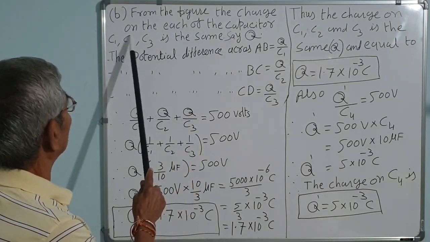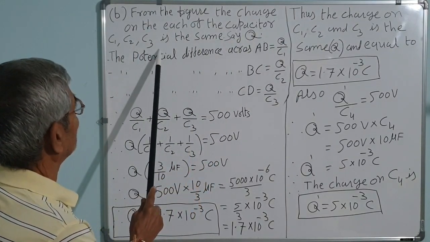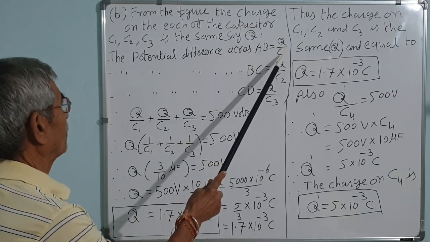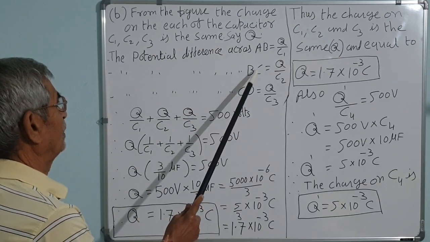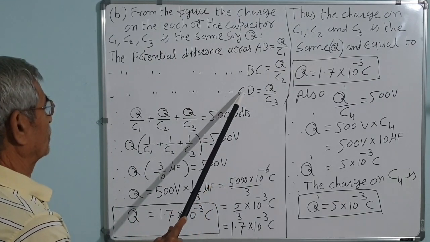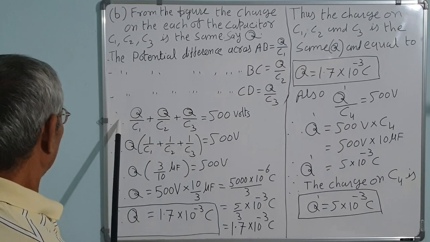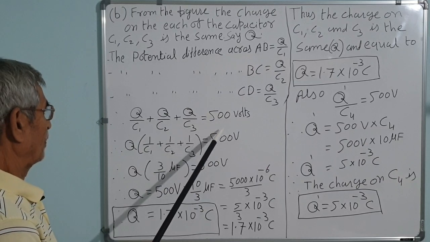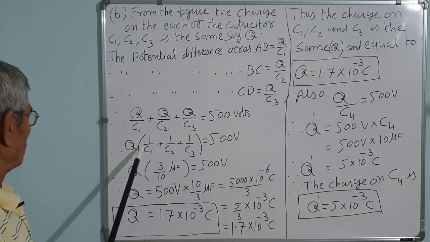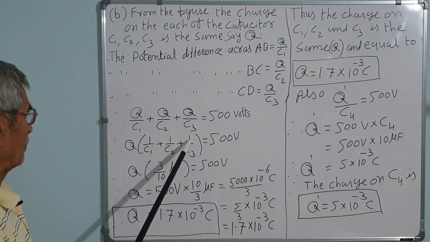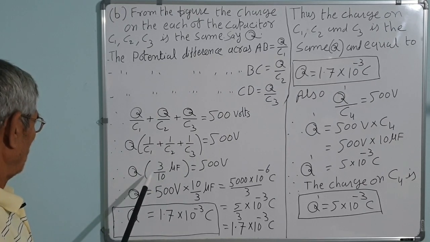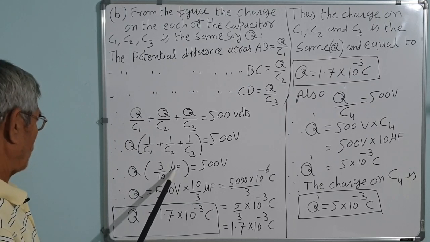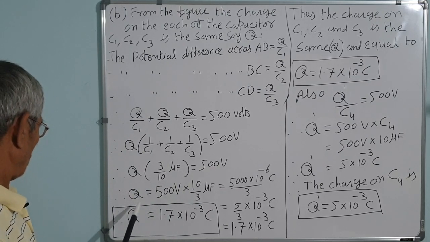From the figure, the charge on each of the capacitors C1, C2, C3 is the same as they are connected in series, say Q. The potential difference across AB is Q upon C1, across BC is Q upon C2, and across CD is Q upon C3. Therefore, Q upon C1 plus Q upon C2 plus Q upon C3, the total potential difference, is 500 volts. Q is common, so Q times the bracket of 1 upon C1 plus 1 upon C2 plus 1 upon C3 is equal to 500 volts. And we know the equivalent of this is 3 upon 10 microfarad inverse, that is equal to 500 volts.